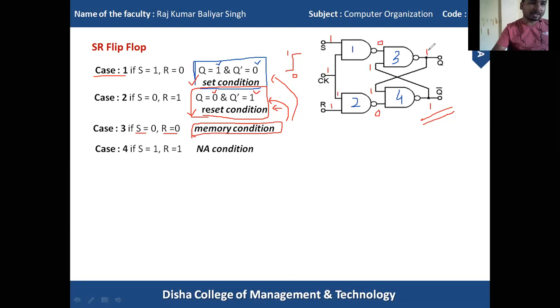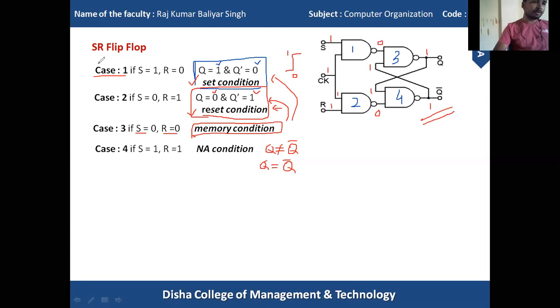That is not possible when S equals 1, R equals 1. This completely violates that Q should not be equal to Q not. But it is happening, that is Q equals Q not. This is not possible, so this is called a forbidden condition or not applicable condition.